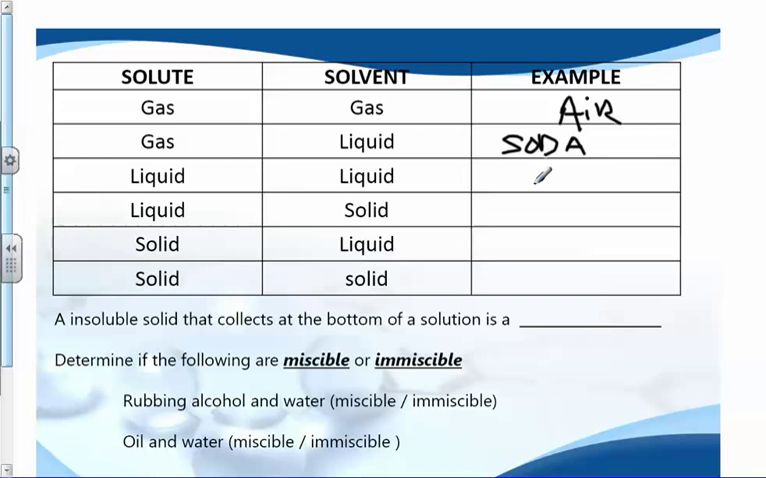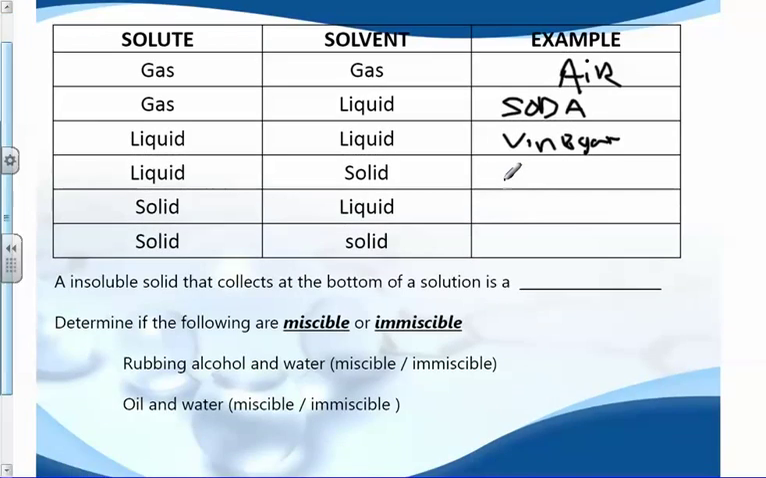Liquid and liquid, an example of that, believe it or not, is vinegar. Vinegar, you know, vinegar has this acid in it called acetic acid. I apologize for my writing tool. I will get better. But vinegar is a mixture of 2 liquids.